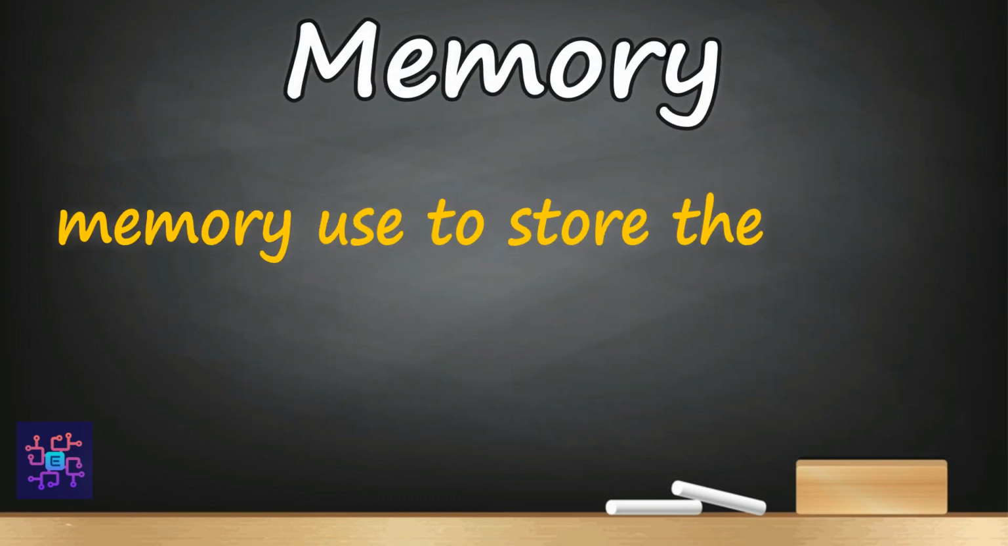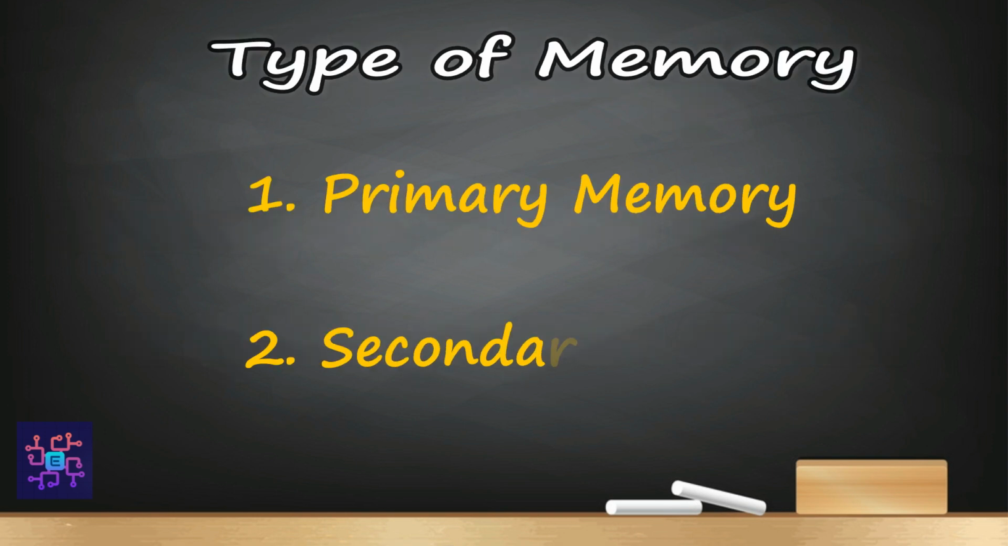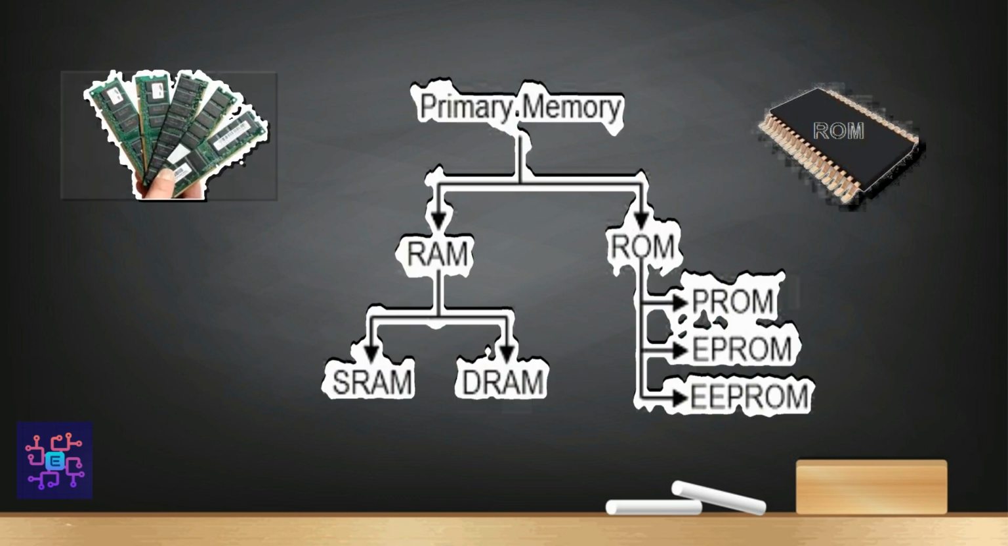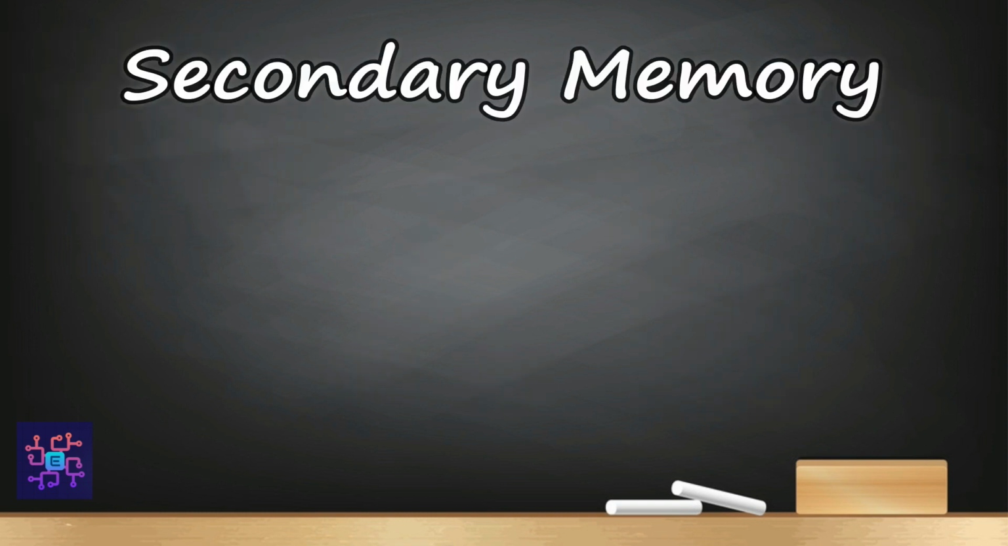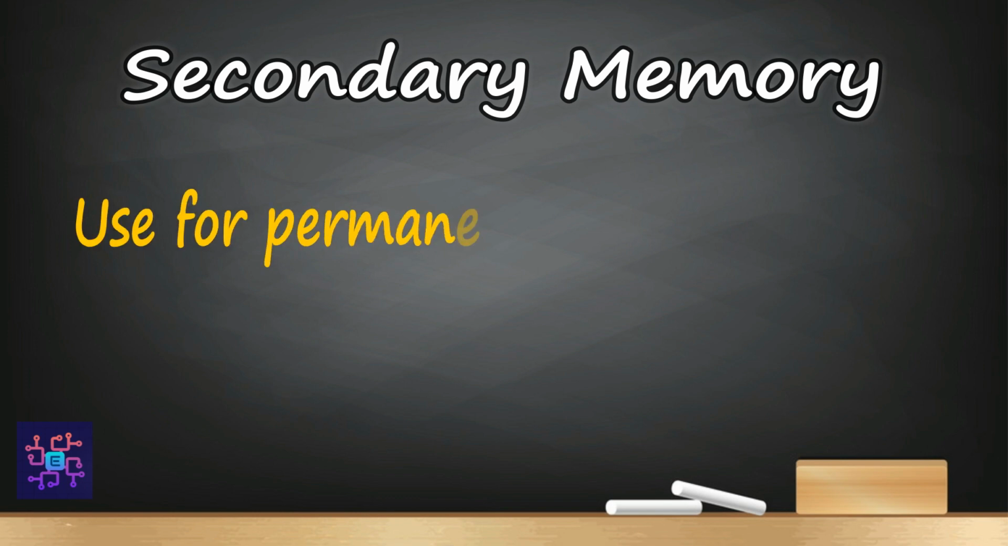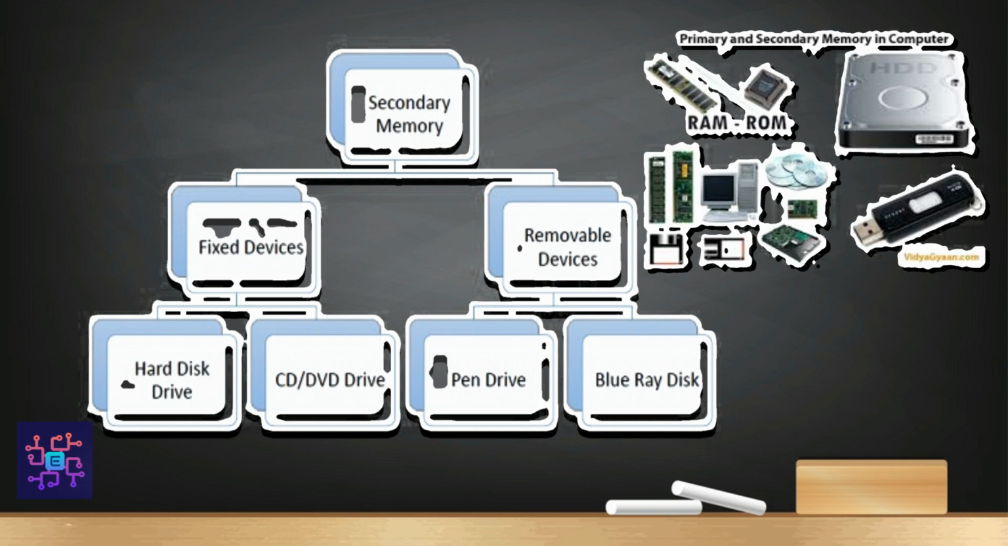As we know, memory is used to store the user's or system's program or data. The memory which we know is divided into two types, that is the primary memory and the secondary memory. Primary memory is the one which we have in our computers, the RAM and ROM. RAM and ROM are categorized as the primary memory, and they are faster than the secondary memory. The secondary memory, on the other hand, is used for permanent storage of users or systems program or data. So they are like floppy disk, CD, DVD.